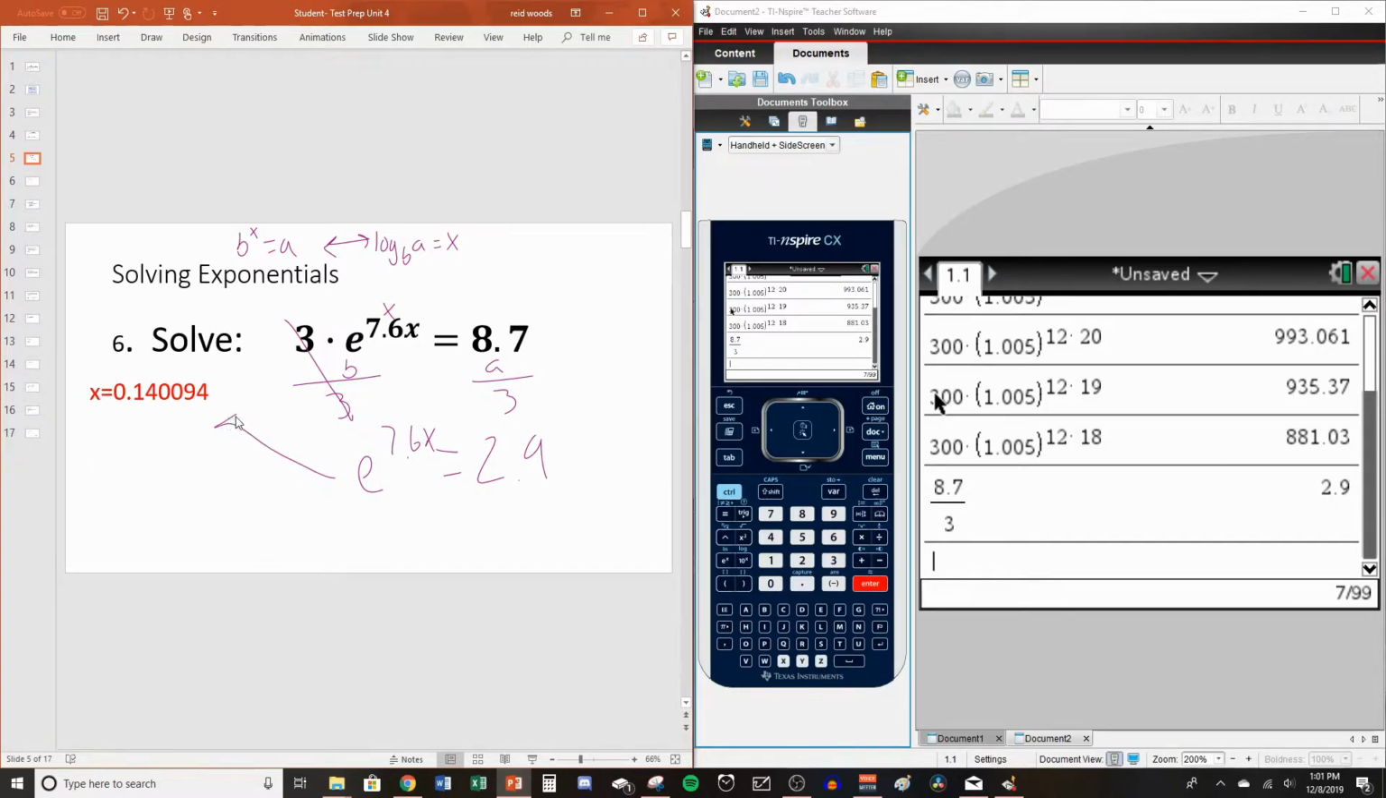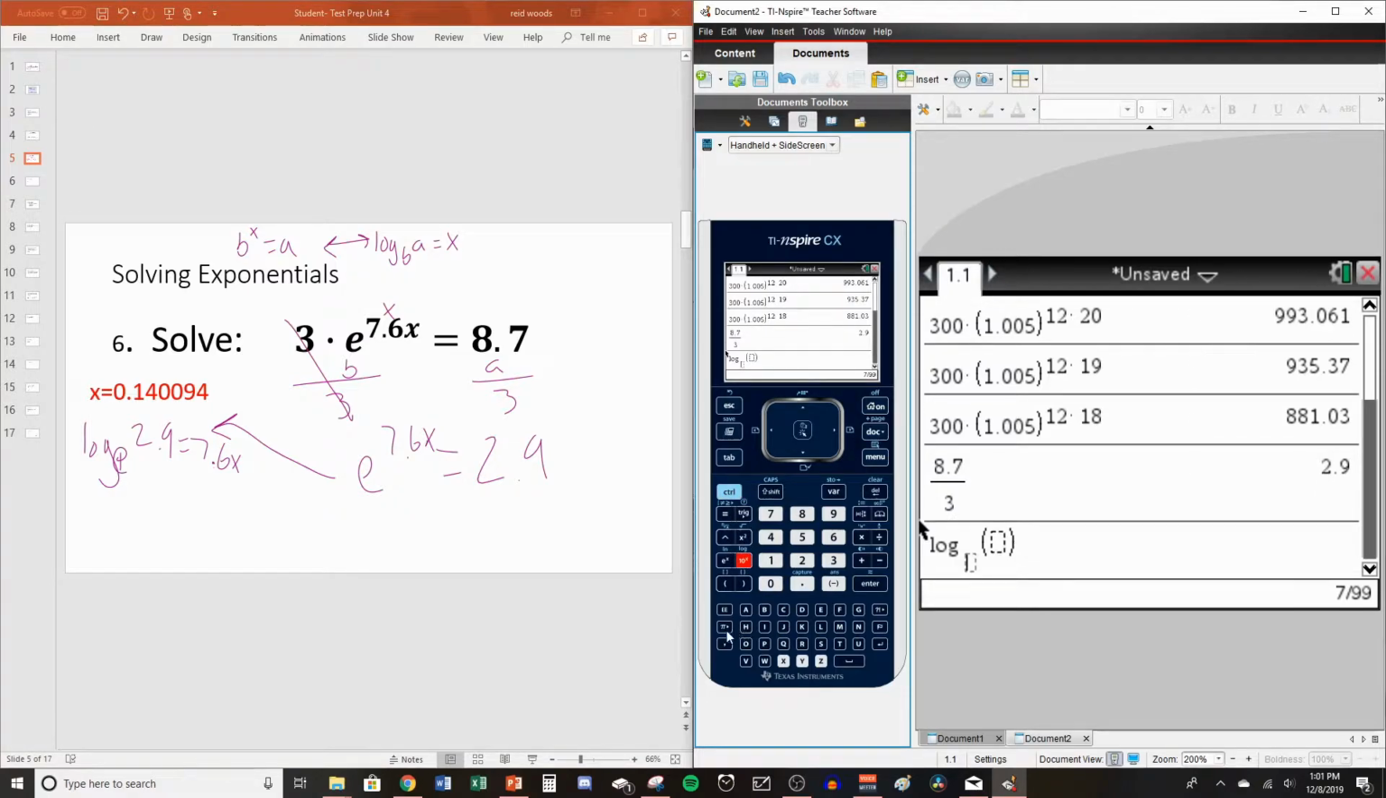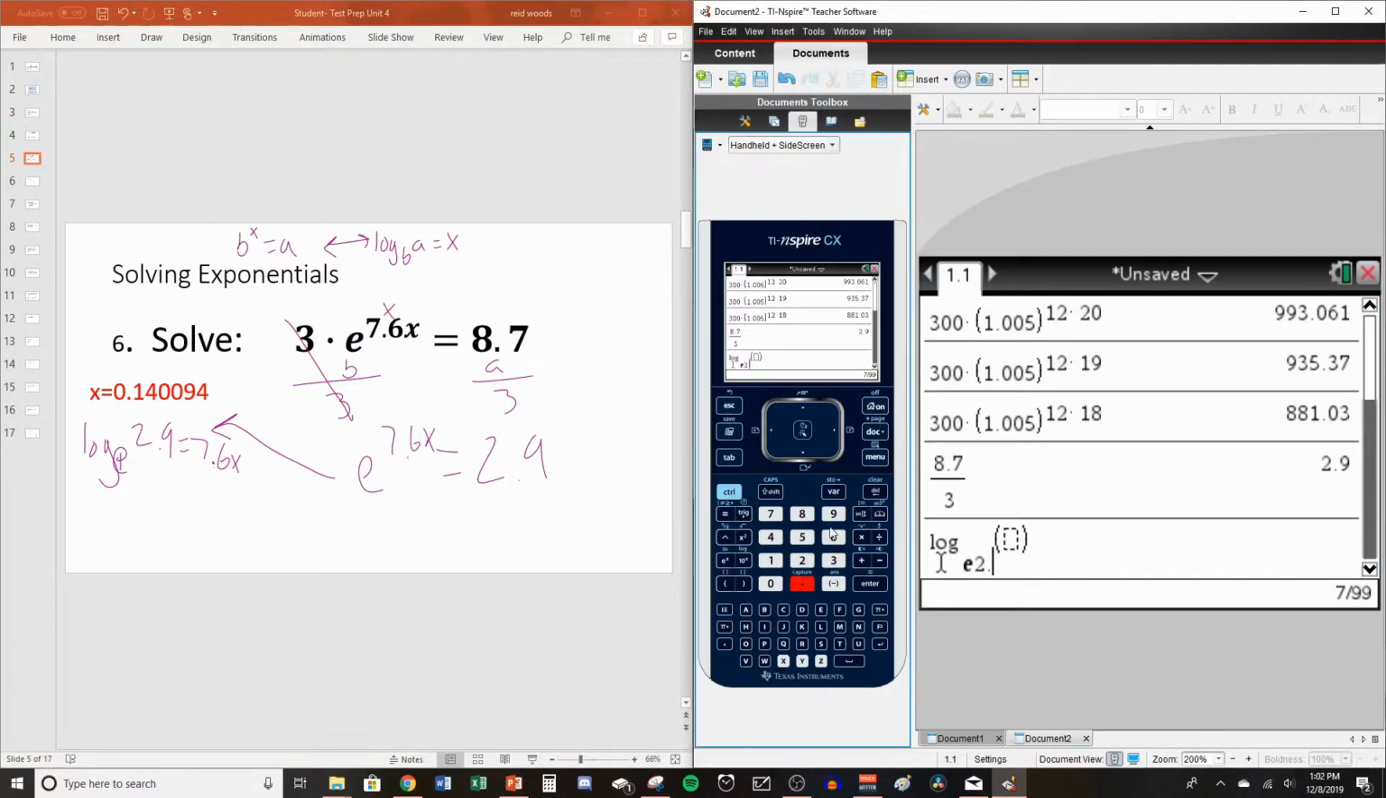So I'm going to do that over here. So I have space. So log, this is b again, the e is b, to the 2.9, 7.6x, sorry. There's our function. Now we're going to type this in over here. So to get logarithm, control 10 to the x. The e is in the pi button here. So e to the 2.9 here.